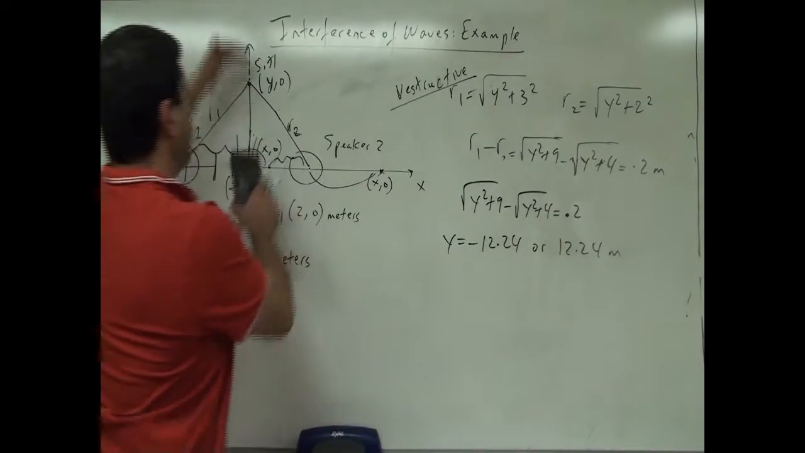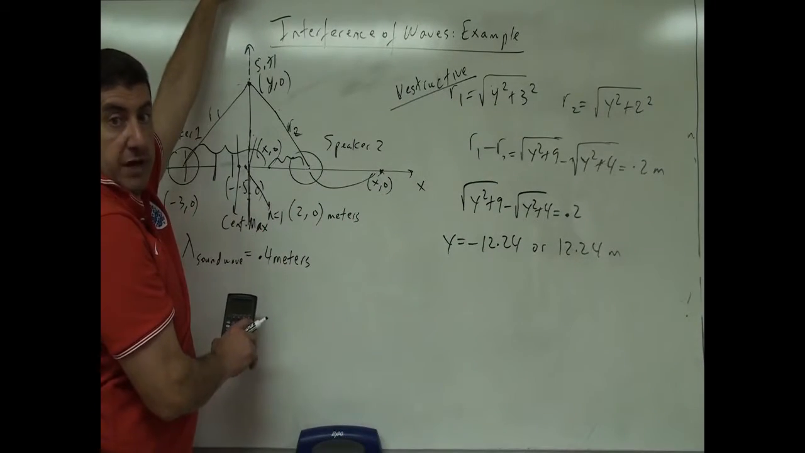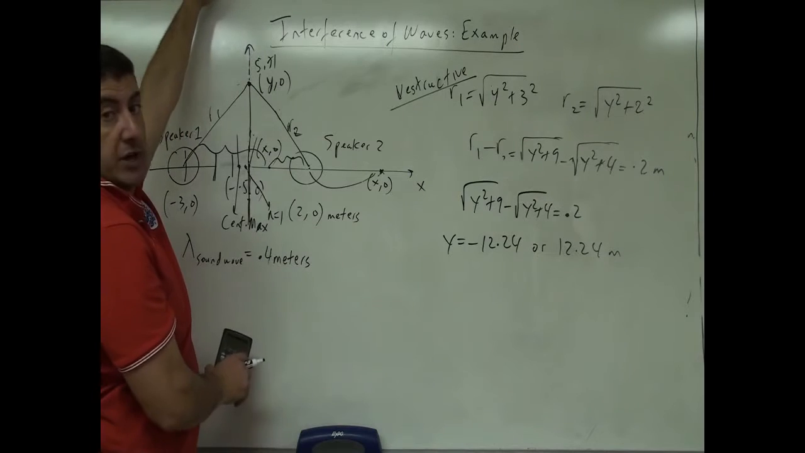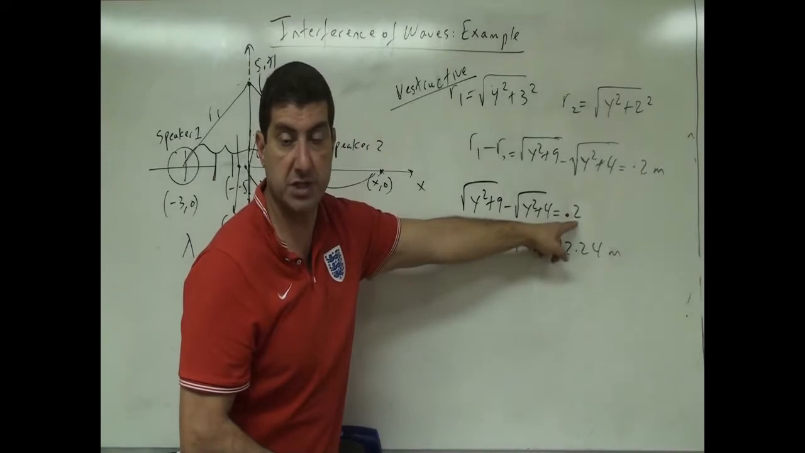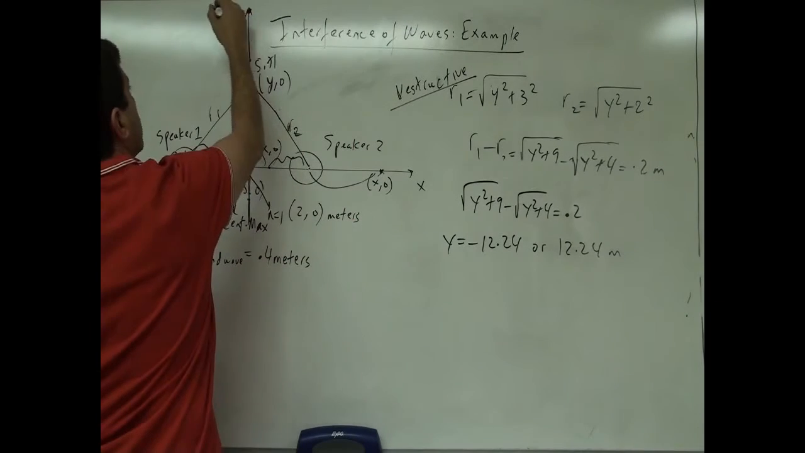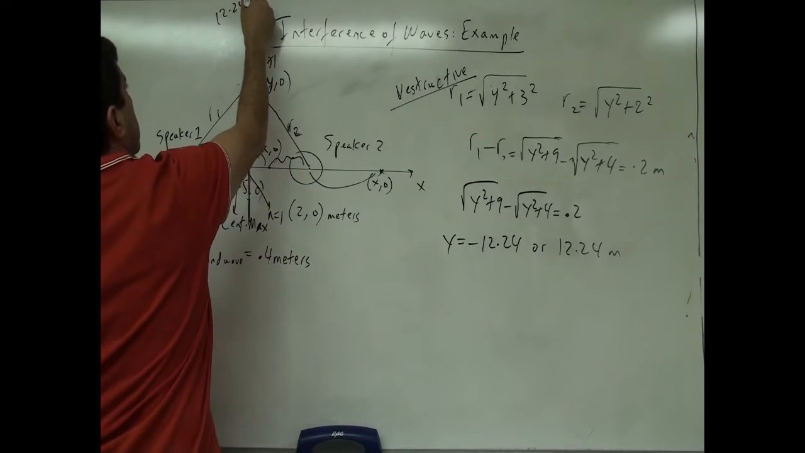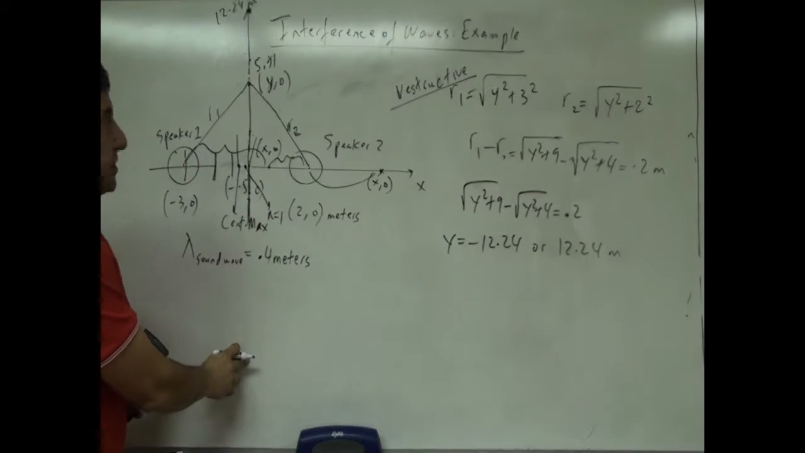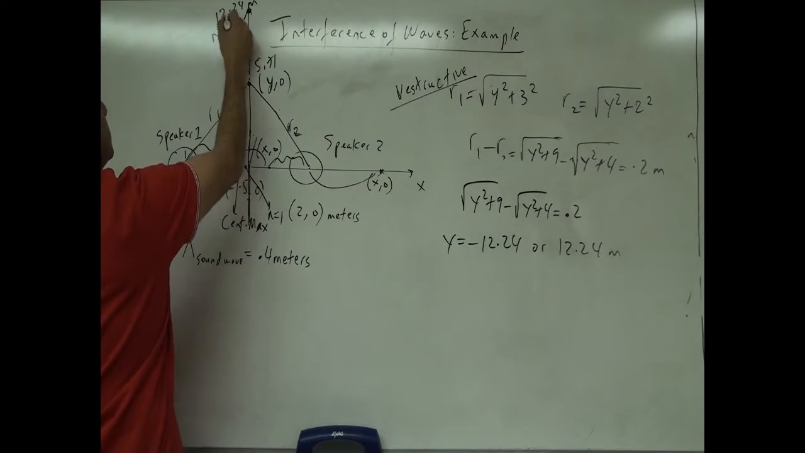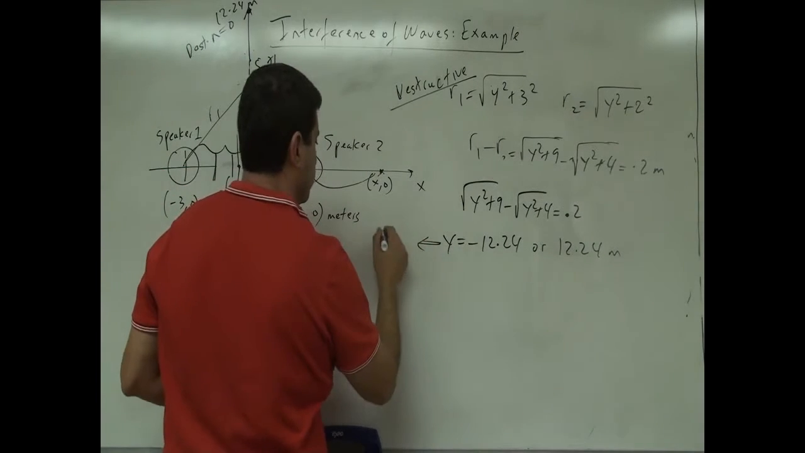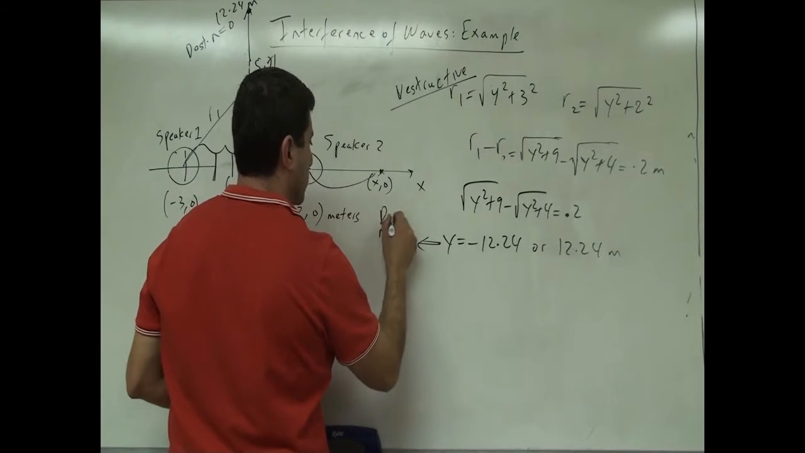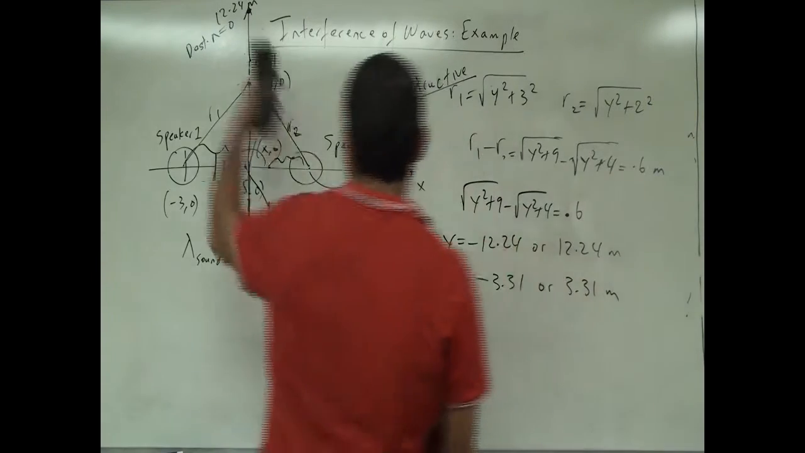Then the point came out farther away, which goes to my earlier point that the farther away you are, the less the difference in their distance is, which is in this case 0.2 meters, right? 12.24 meters. And then negative 12.24 meters are yielding n equals 0 destructive interference. So this is n equals 0 destructive. Now I'm getting closer.